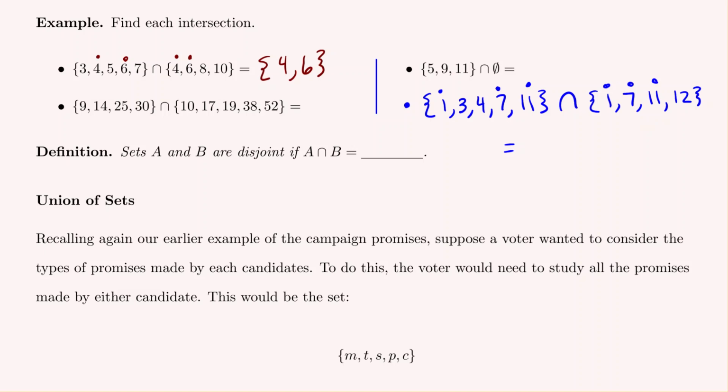Once we've reached the end of the first set, we know we don't have to check anything remaining in the second set, because if it was in the first, it would have already been collected. So the elements that are in the intersection are 1, 7, and 11.